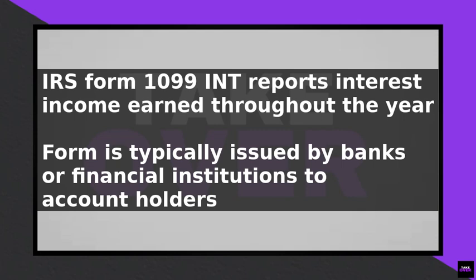For instance, if you have a savings account at a bank, the bank will pay you interest for keeping your money in that account. And at the end of the year, they will send you a 1099 INT form showing how much interest you earned. You will then use this form to report the interest earned on your tax return.